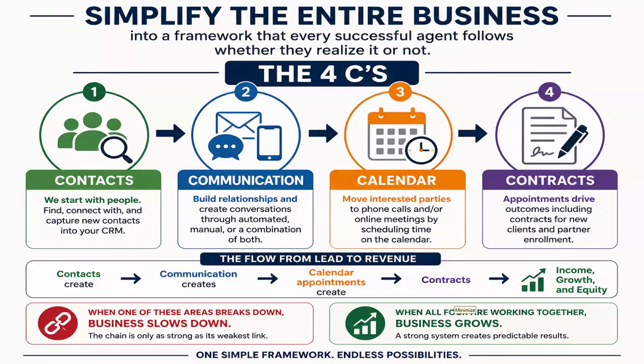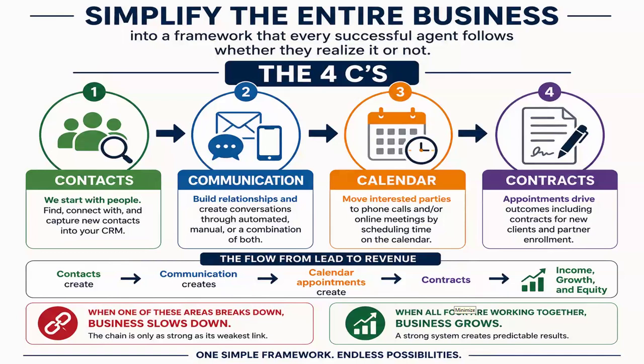If that action step is the calendar appointment, move those interested parties to phone calls and online meetings by scheduling them on your calendar. Those calendar appointments create contracts for the right people. The appointments drive the outcomes, including contracts for new clients and partner enrollment, and you just repeat this over and over again. As your CRM gets bigger, you have more people in cycles of communication that are dripping and answering back, wanting more information, wanting to schedule with you. It's like a snowball. It might start off slow or small, but if you do the work on a consistent basis, daily, day in, day out, for even a 90-day stretch, watch what happens.